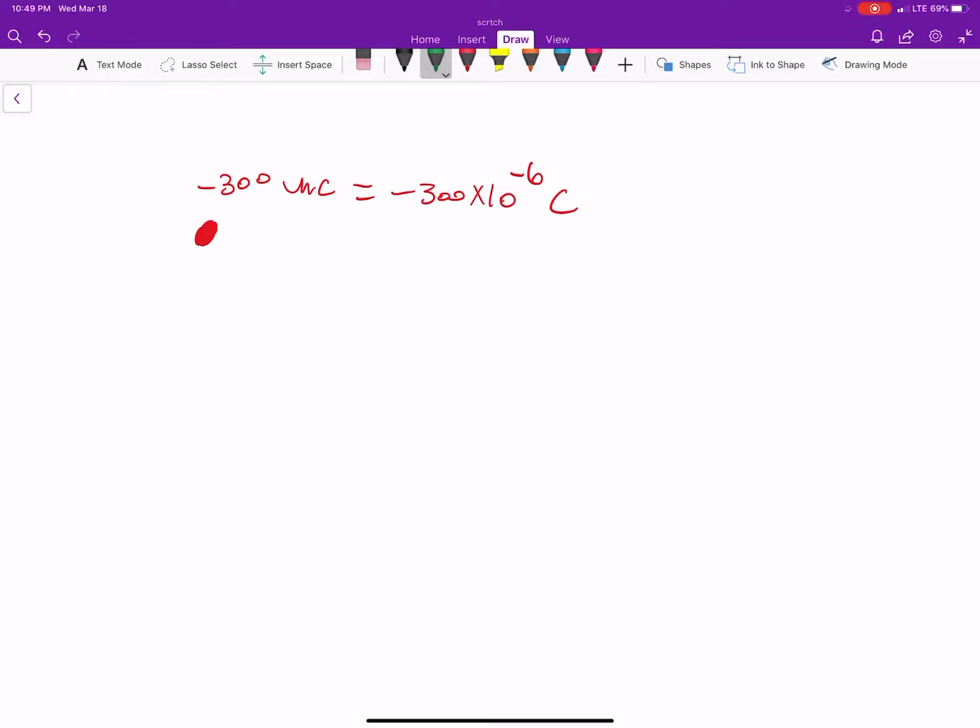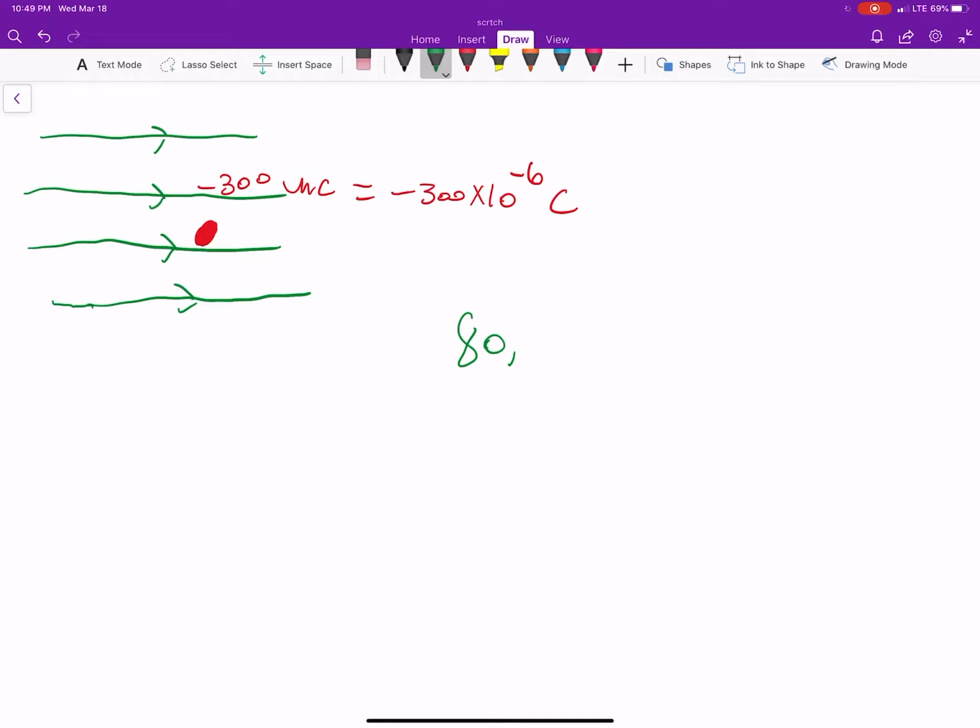Now, we're going to have an electric field that the charge is present in. Now, the electric field has a magnitude of 80,000 newtons per meter. Sorry, newtons per coulomb. Okay? What I want to know is the magnitude of the electric force that this red charge feels.